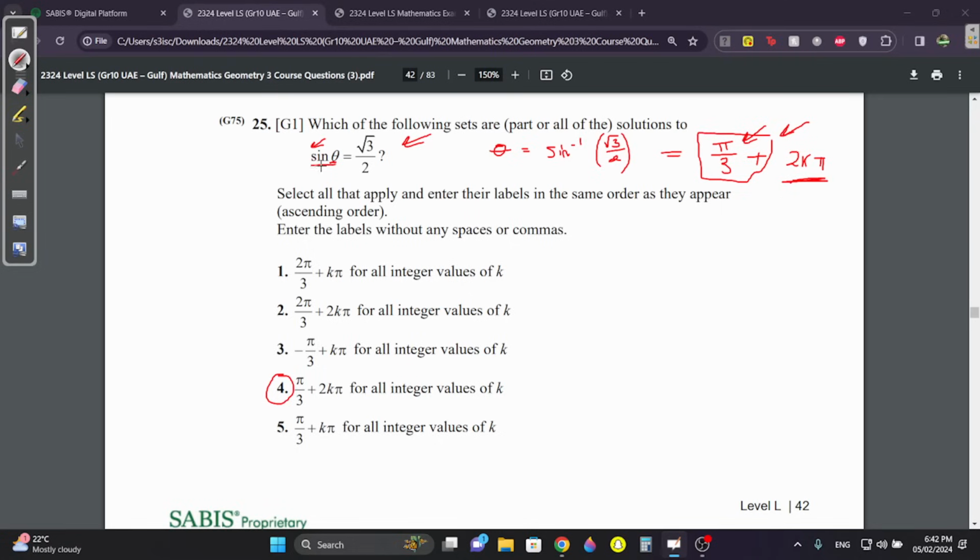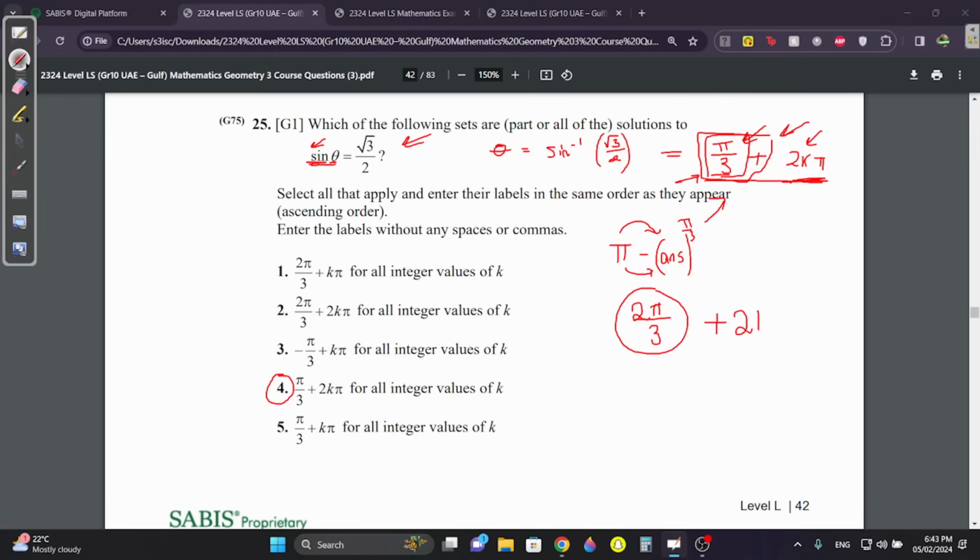But there's always two solutions for sine. Whatever answer you get here, whether it was pi over 6, pi over 4, 3 pi over 4, 5 pi over 2, whatever, you put pi minus that answer. Here the answer being pi over 3, you put pi minus pi over 3, and your calculator will give you 2 pi over 3.